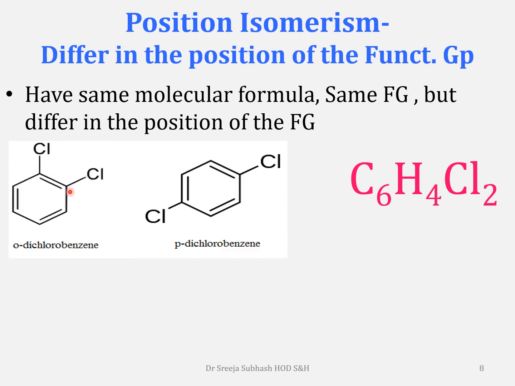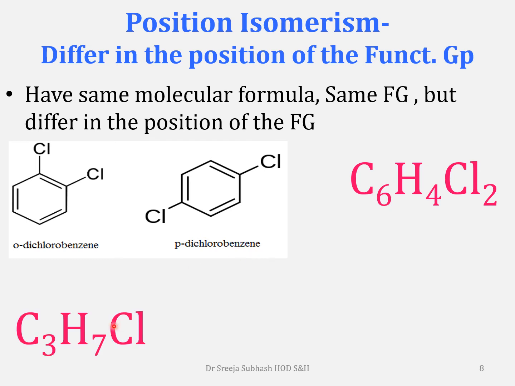The chlorine atoms can be on adjacent carbon atoms like this. We call it ortho-dichlorobenzene. It can be maximally distant. We call it para-dichlorobenzene, that is 1,4-dichlorobenzene. It can even be 1,3 dichlorobenzene, that is called meta-dichlorobenzene. So likewise, the position of the functional groups is moving and that leads to positional isomerism. Let us have another example.